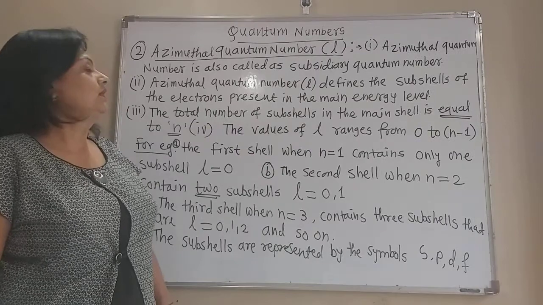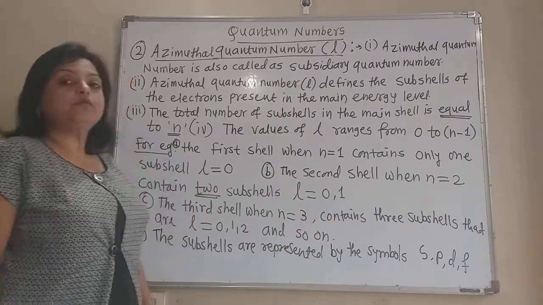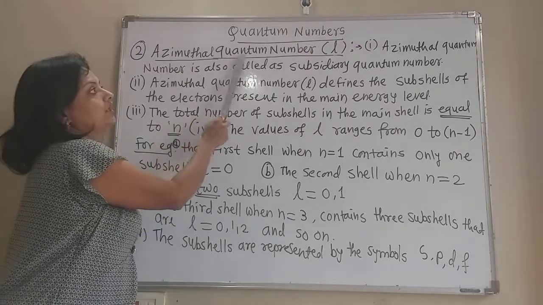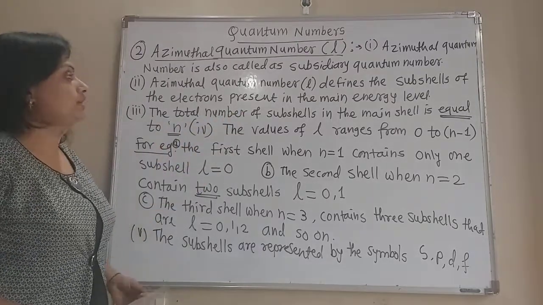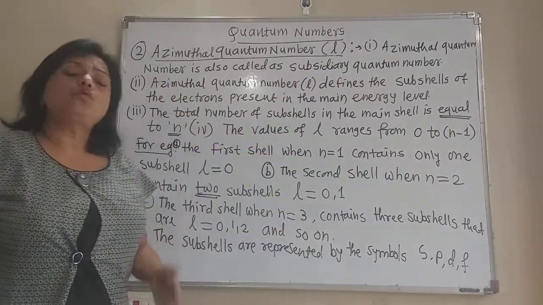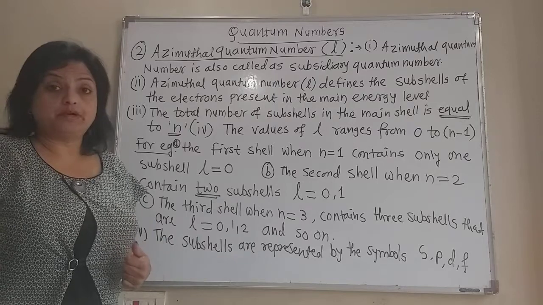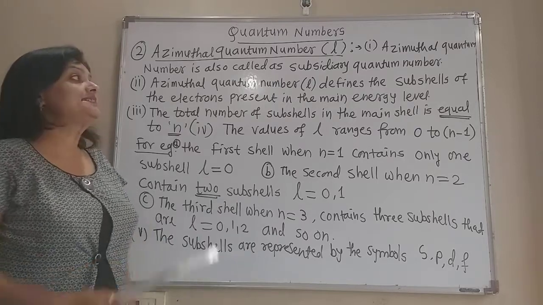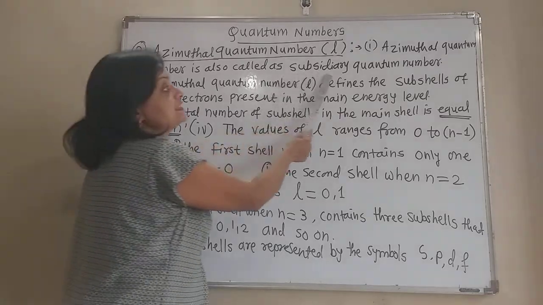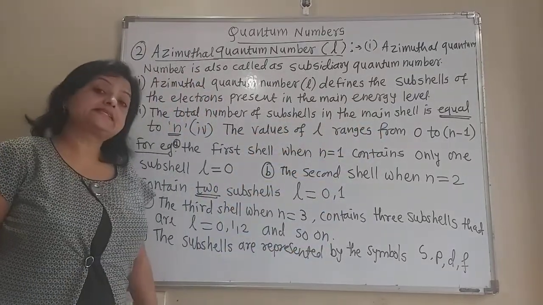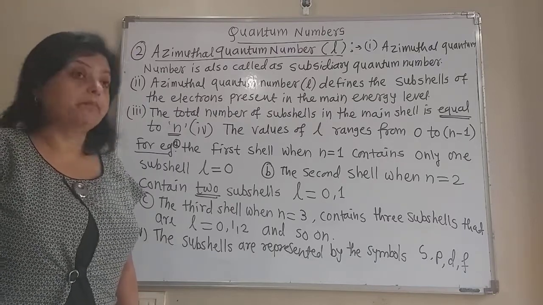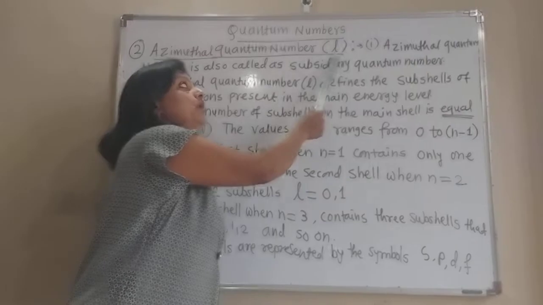Now come to the second quantum number. The name of the second quantum number is the azimuthal quantum number. Now what is given by this second quantum number? The azimuthal quantum number is also called the subsidiary quantum number. The second name of this azimuthal quantum number is the subsidiary quantum number, and it is denoted by the symbol small l.